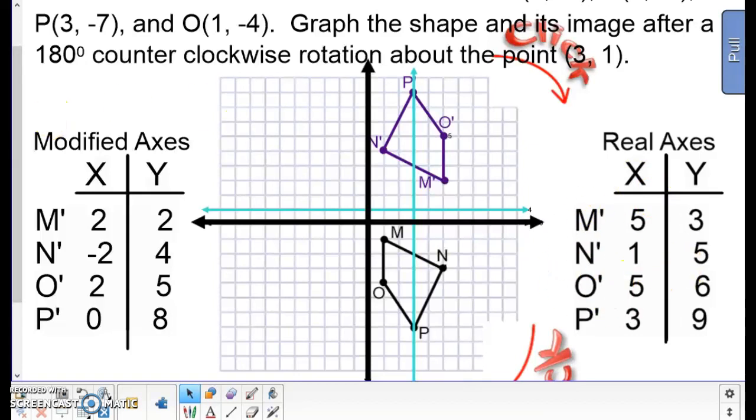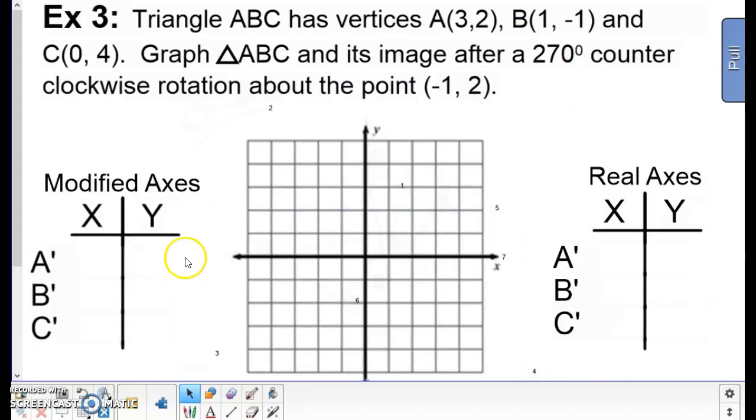Okay, one last example. This one is also a triangle. We have triangle ABC. The coordinates are 3, 2, B is at 1, -1, and C is at 0, 4. So we graphed it, and we want to rotate about the point -1, 2.